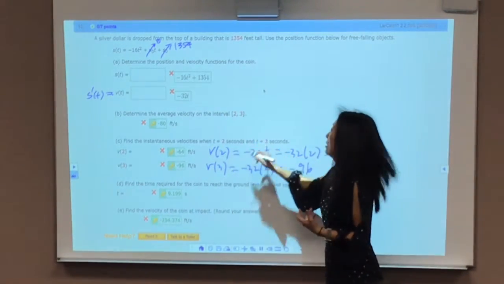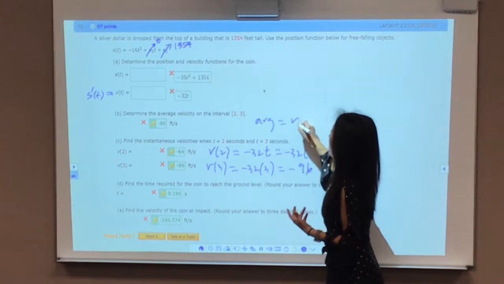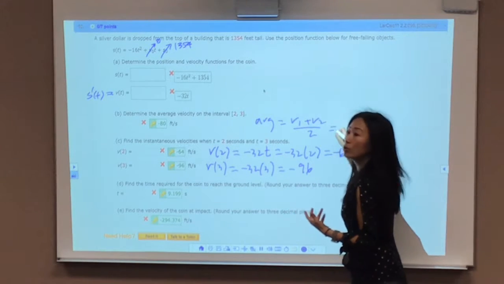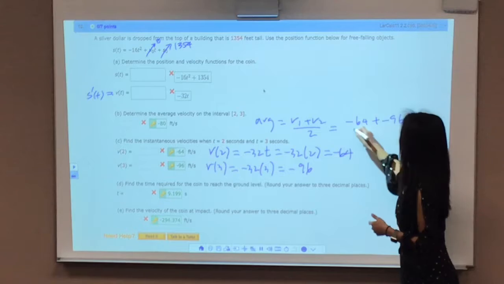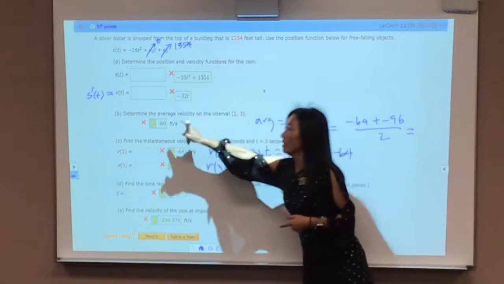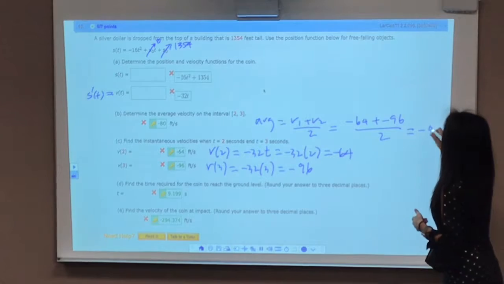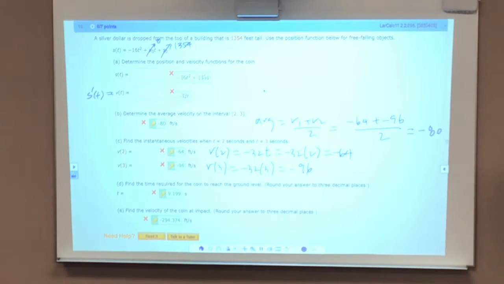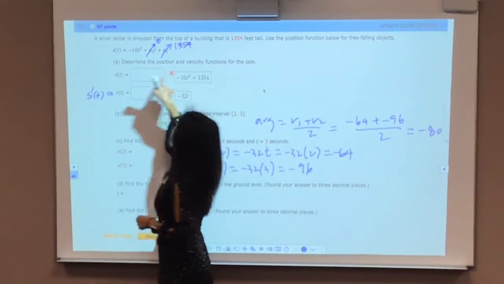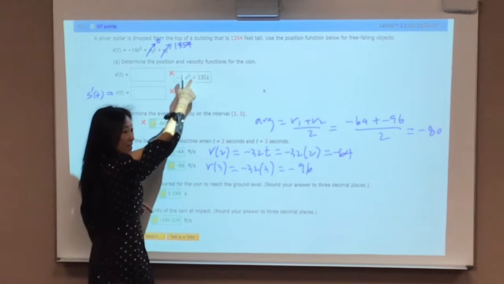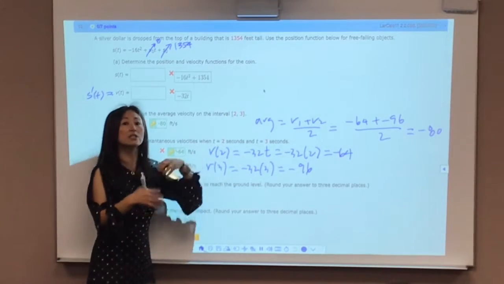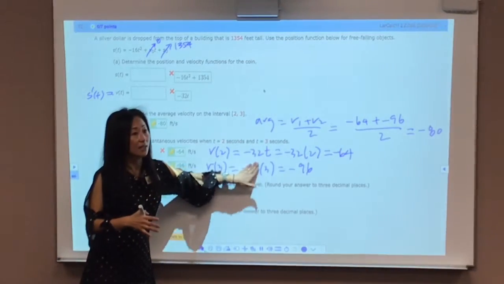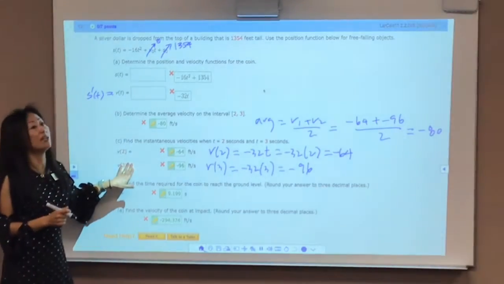Can I do my B part? Average means what? Adding those 2 divided by 2. So I have negative 64 plus negative 96 divided by 2 gives you negative 80. Alright. Are you with me, class? That's one way. Other way is what? I plug this number into this, I plug this number into that, and subtract the numerator and divide it by 3 minus 2, which is longer. I prefer this. So it's better to work your C before you work the B part.